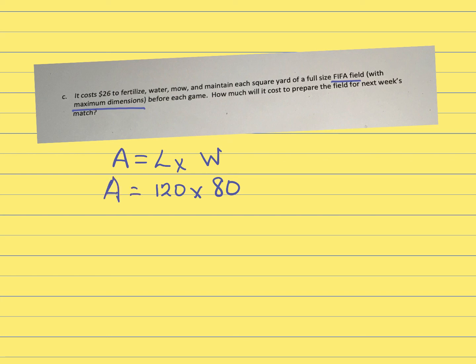And then once we find our area, it says it's $26 for each one of these little squares. So after you find the area, it's area times $26 that is going to tell you how much it's going to cost them to prepare the field.